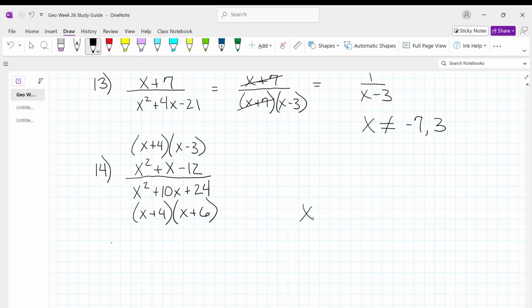The exclusions would be -4 and -6. And then when we simplify or cancel these factors, we're left with x minus 3 over x plus 6.